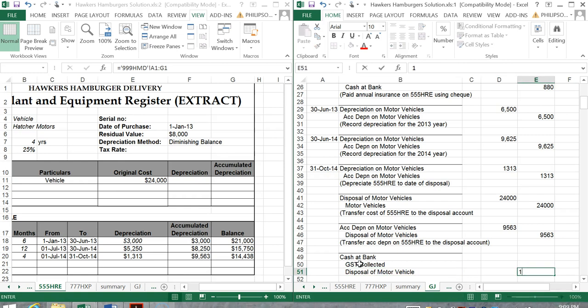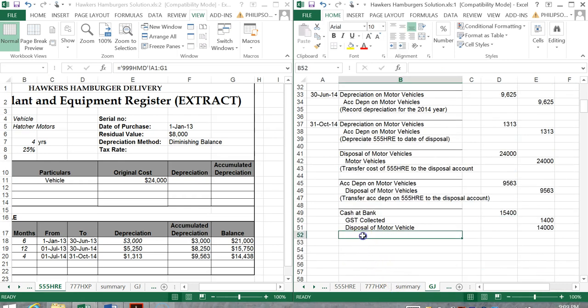So it's the net amount of the transaction, so it's 14,000 plus GST. So we can put 14,000 in there, and then our GST equals 14,000 times 0.1 to figure out the 10% that we need to add on. And so the gross amount of the transaction is 14,000 plus 1,400. So record sale of 555 HRE for cash. We won't worry about putting Strang Scrap Metal in there.